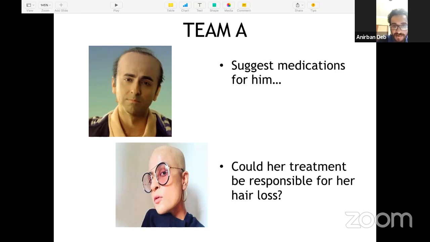Yes, sir. For the first person, I would like to suggest topical minoxidil first, and if it does not respond, then we can give a trial of 5-alpha reductase inhibitors like finasteride. And for the second person, it is because of cancer chemotherapy that her hair loss occurred. So yes, the treatment is responsible for her hair loss. Anyone wants to modify?